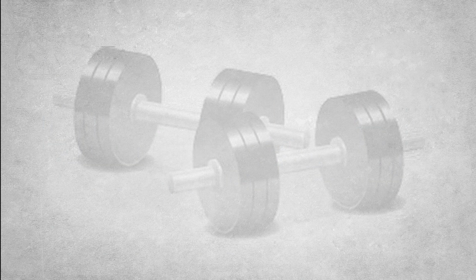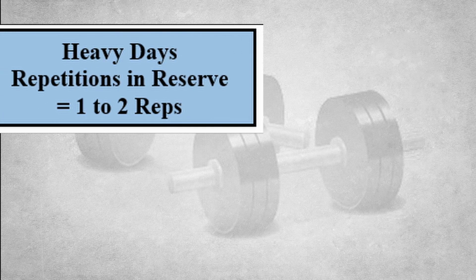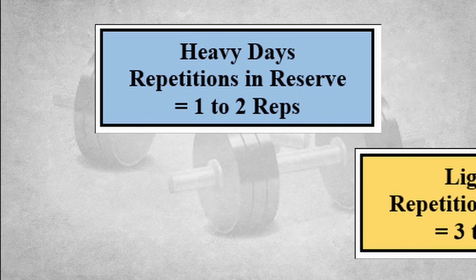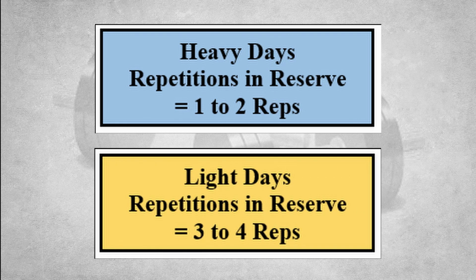For the most part, on heavier days, sets should be terminated 1 to 2 reps shy of repetition maximum. And on lighter days, sets should be terminated about 3 to 4 reps shy of repetition maximum. Taking some sets to repetition maximum, which is the last repetition that could be completed with proper form, is totally fine, but most sets should be sub-max in intensity.